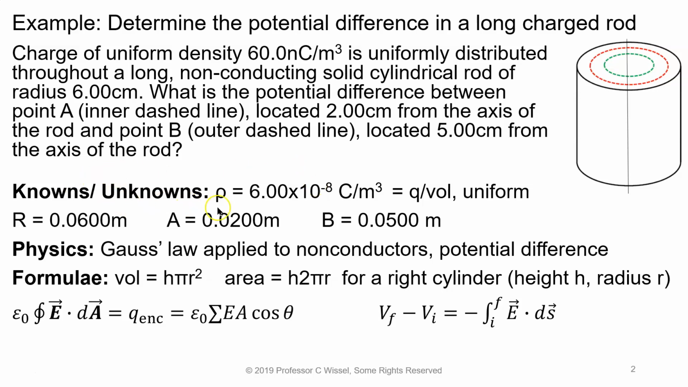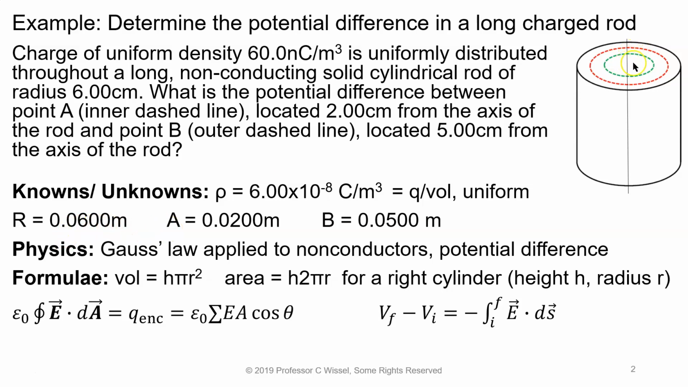Okay, knowns and unknowns. The charge density, which we give the symbol rho, is 6 times 10 to the minus 8 coulombs per cubic meter. And this is, of course, the charge divided by the volume. And this is uniform. The radius of the entire cylinder is 0.0600 meters.